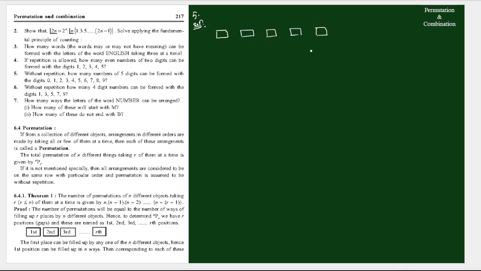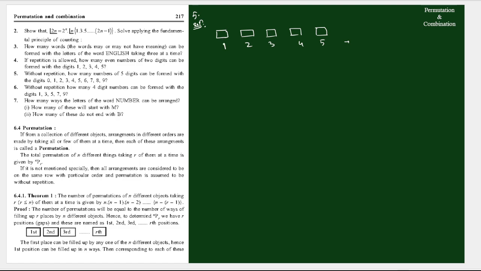5 places are there, right? And in total how many digits are there? 10. So the first place, how many can it take? We have to make a 5-digit number. Here we have 1 2 3 4 5 6 7 8 9. Suppose 1 2 3 4 5, this is one way.